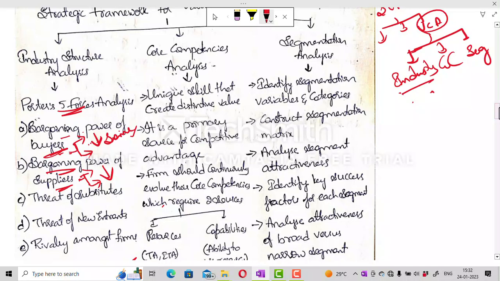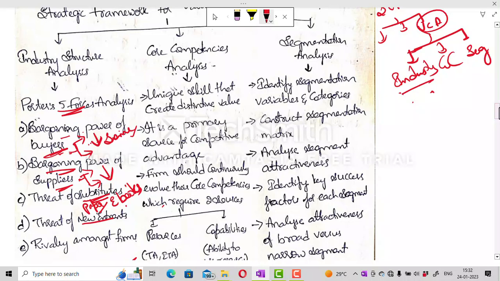Threat of substitute products. Substitutes here doesn't mean from the same industry. It might be from a different industry, like paper having the substitute of ebooks. With the emergence of ebooks, paper usage has reduced and paper companies are suffering losses. So it need not be from the same industry only.